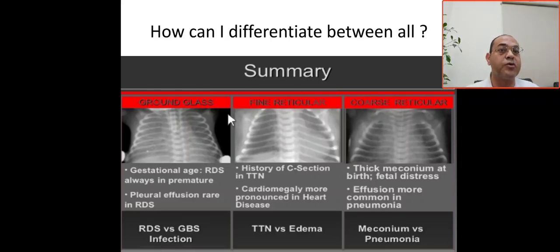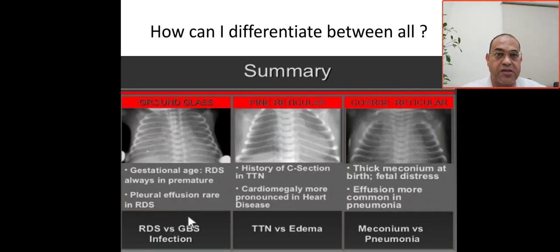The second group is fine reticular opacities or densities, and the third group is the coarse reticular infiltrate or coarse reticular densities or opacities. We'll see the first one here, the ground glass appearance. If you see an X-ray with a ground glass appearance, what is the differential diagnosis? It will be RDS versus GBS.